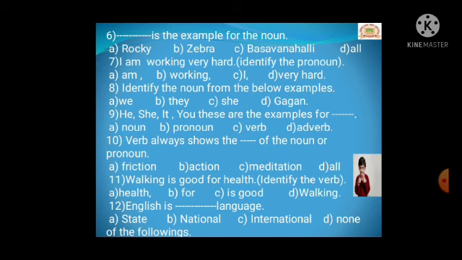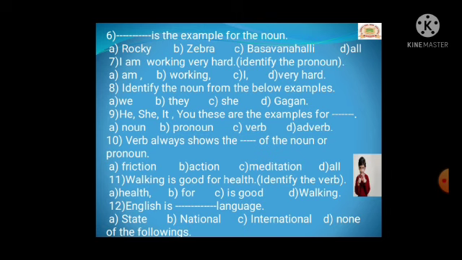Eighth one. Identify the noun from the below examples. What are the below examples? We, they, she, Gagan. In these 4 options, we should have to identify the noun. See, we, they, she, they are pronouns. Okay. So that's why they will not become our answer. The only remaining is Gagan. Yes, Gagan is the noun among the 4 examples. I mean, Gagan is the correct answer.